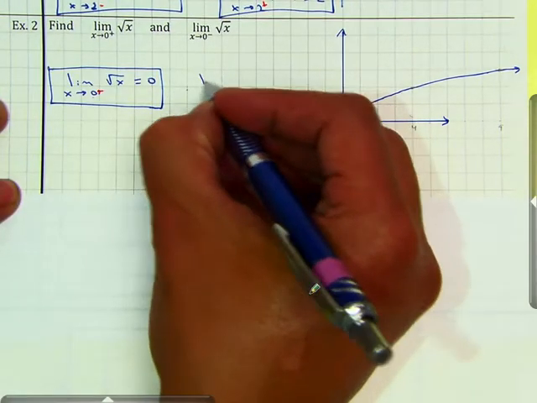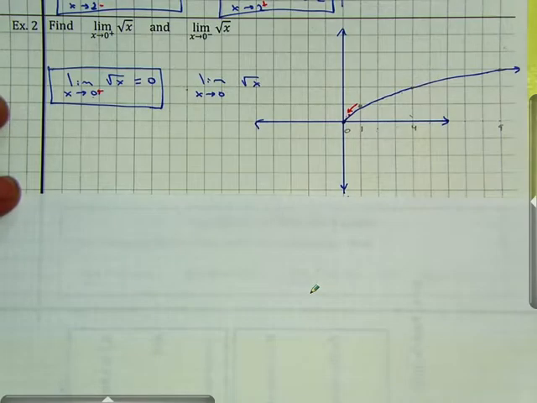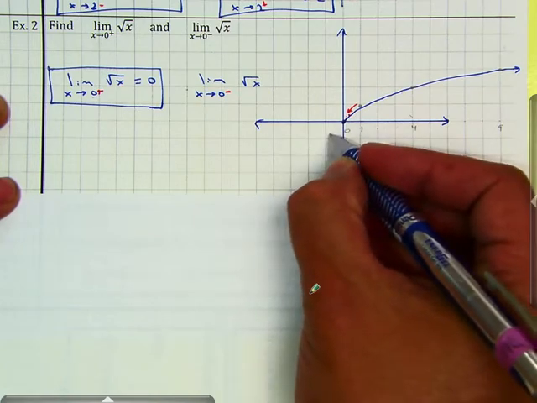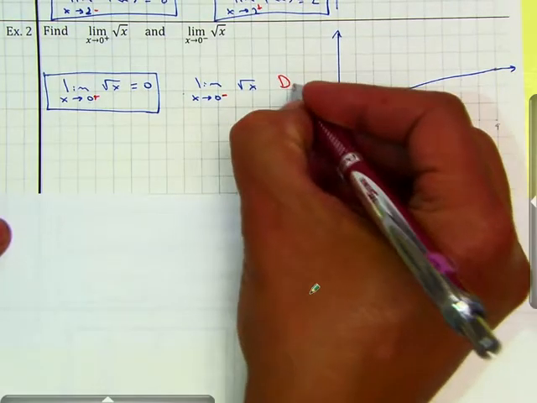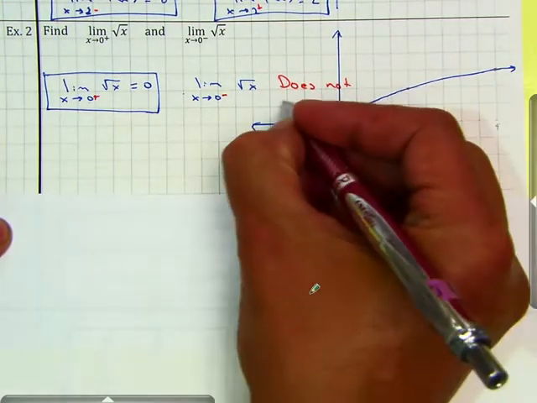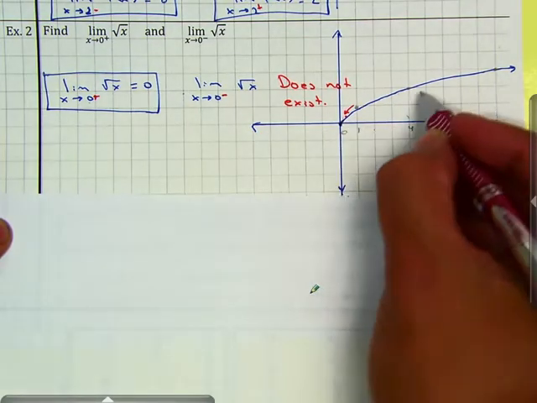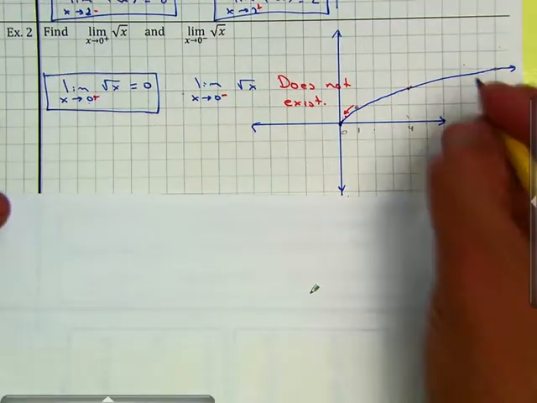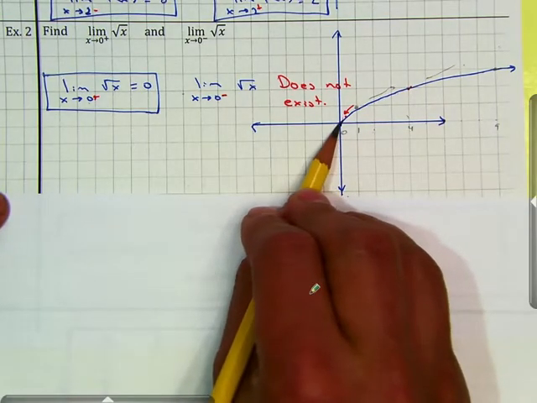Now let's go and find the limit of the square root of x as x approaches 0 from the left. So here's 0. From the left, there's no graph. So therefore, it does not exist. Because this graph does not have a 0. If it was any other point, if it was at 4, yeah, there'll be a limit from the right and from the left. But in this case, at 0, there's no such limit.